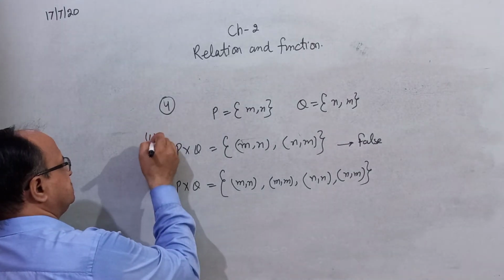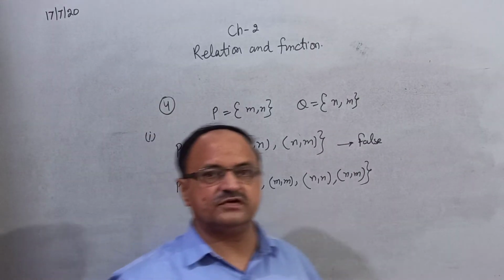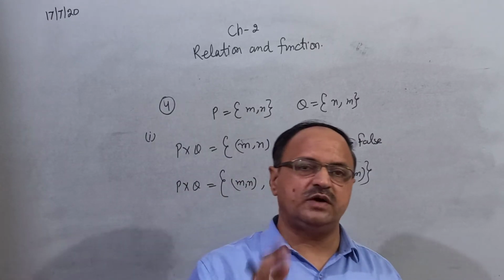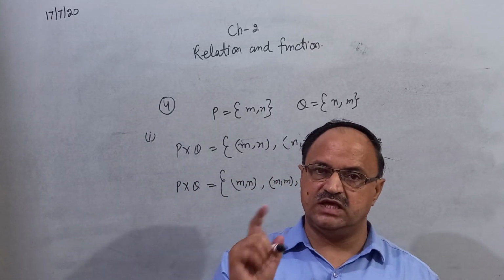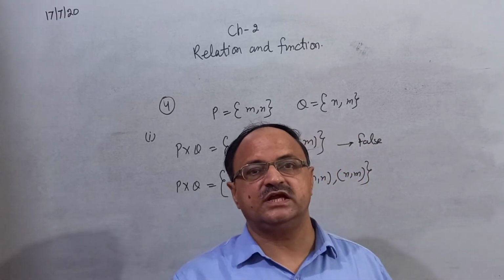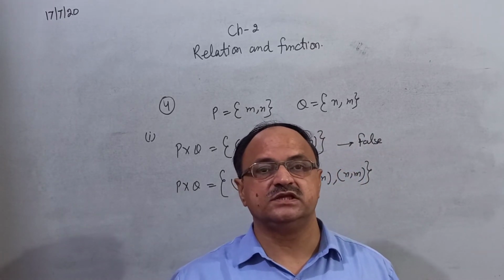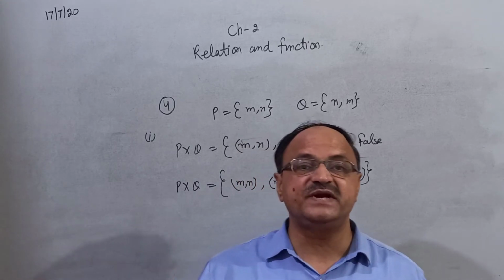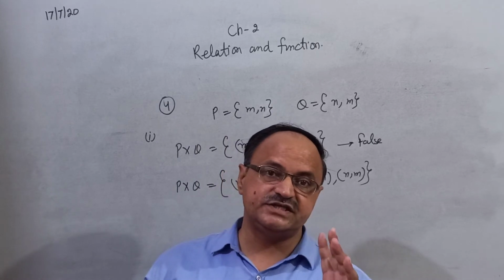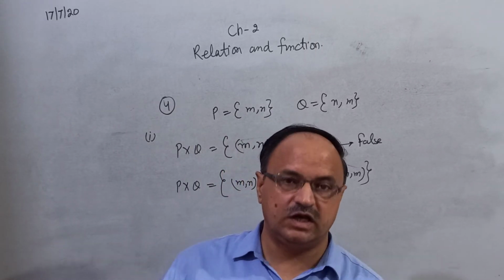Question number 4, first part done. In the second part, two non-empty sets are given. A is a non-empty set, B is a non-empty set. Then can you say about A cross B? Then A cross B is also a non-empty set. Then it is true. Clear?